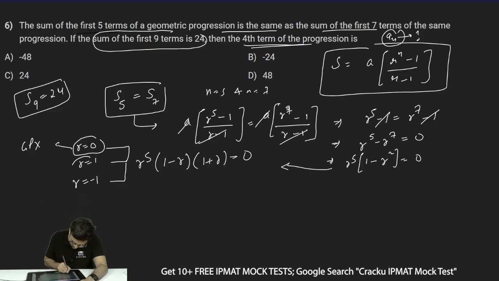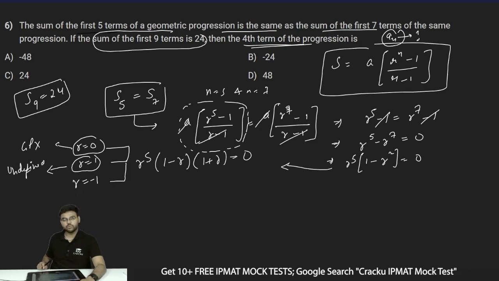If r is equal to 1, if I put the value of r equal to 1 in this formula, what will happen? The sum will become undefined. For r equal to 1, the sum will become undefined. For r equal to 0, the GP is not defined. So the value of r will be equal to minus 1.